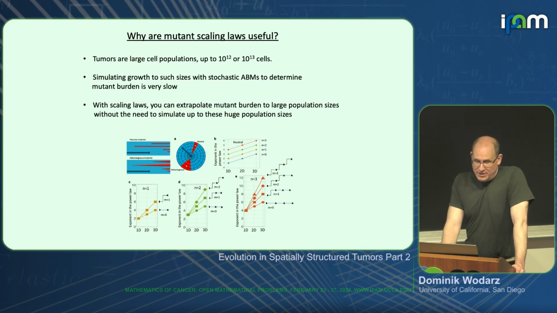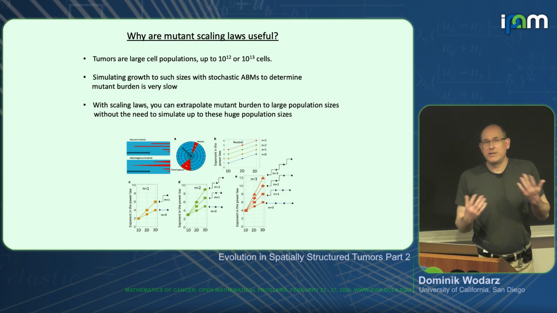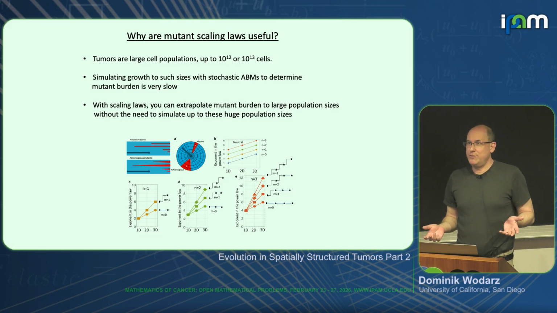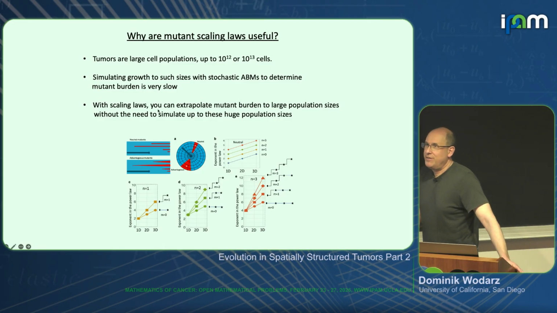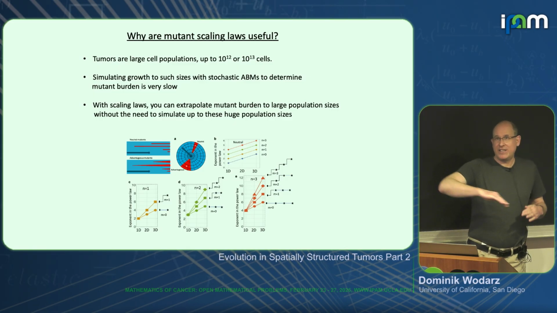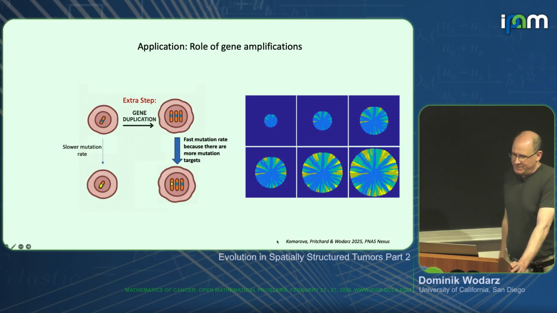And why is that important? Because tumors are very large cell populations. They reach up to 10 to the 12 to 10 to the 13 cells. If you want to predict the number of mutants at 10 to the 12 cells by computer simulations, you'll be there for a very long time before you get any results. So it's impractical, it's not feasible. But with these scaling laws, you can run your computer simulation for a feasible amount of time, and then apply your scaling law to extrapolate how many mutants you're going to have at much larger sizes. And just an example of how this can be done.